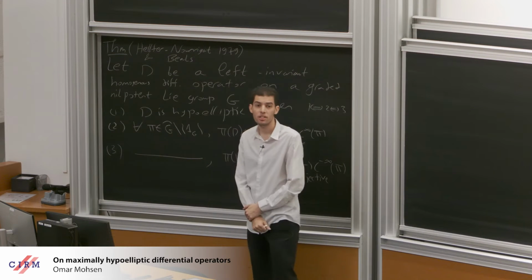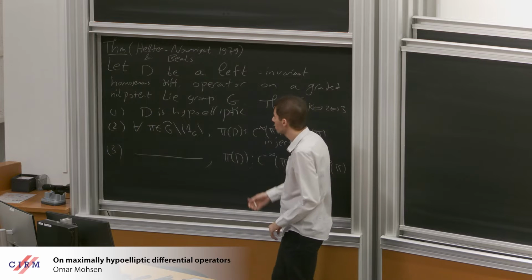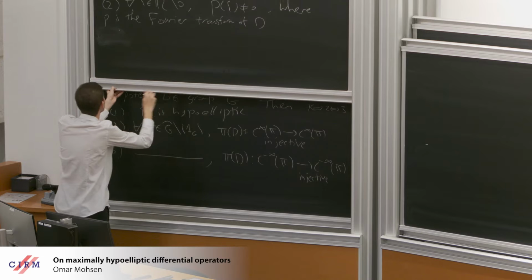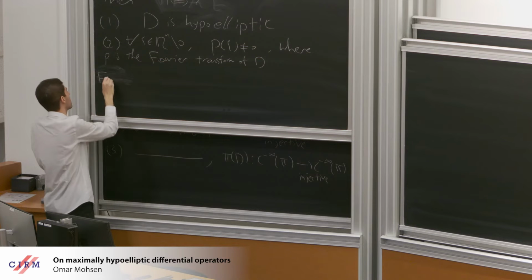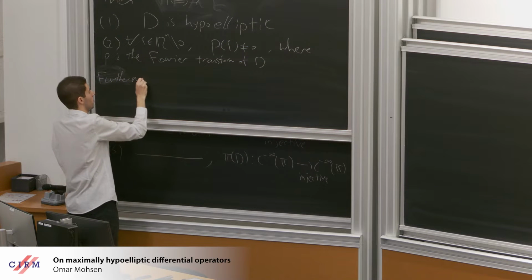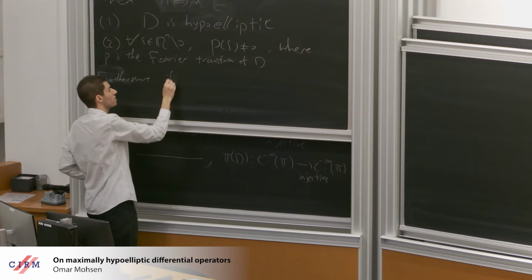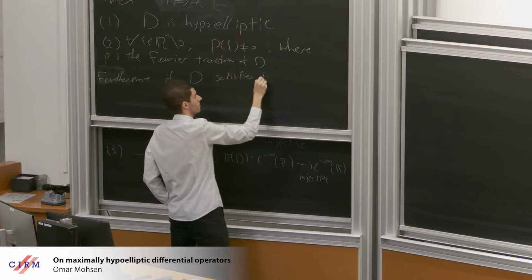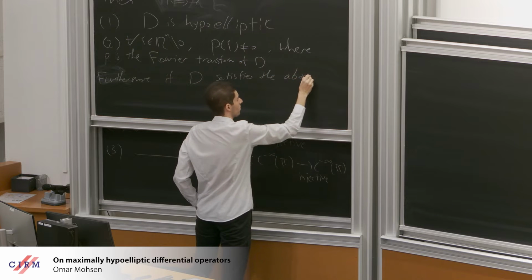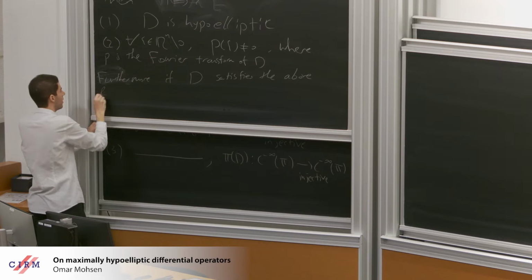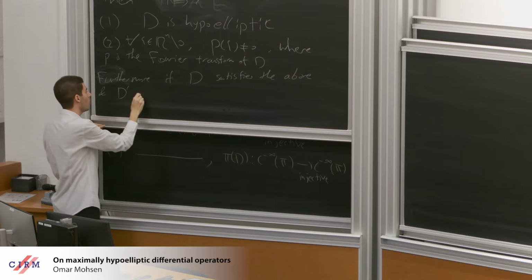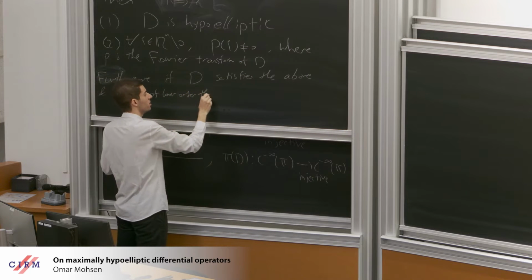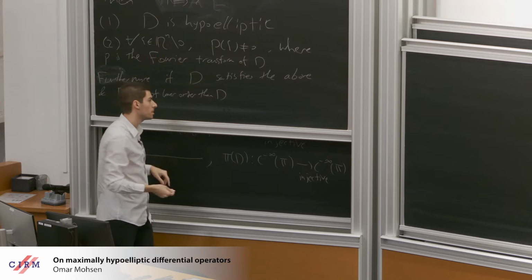Now there is an extension to this theorem, an addition to it, which I didn't really have time to describe, which says the following. So furthermore, it's true for both of them. If D satisfies the above, and D prime is of lower order than D, then the sum is again hypoelliptic.